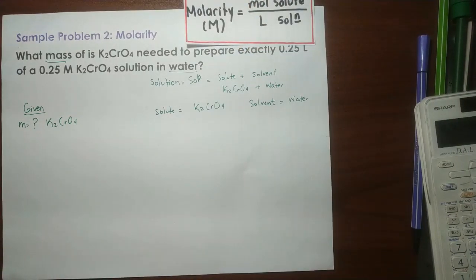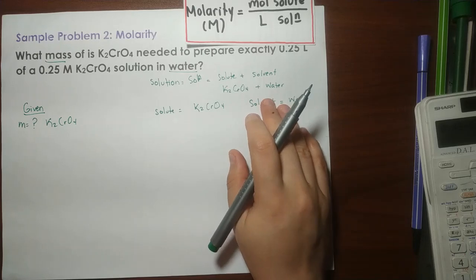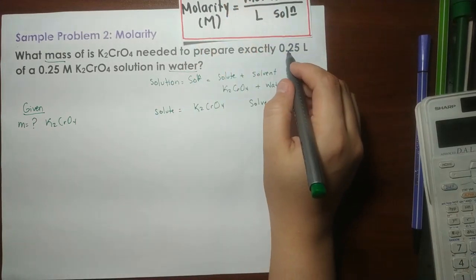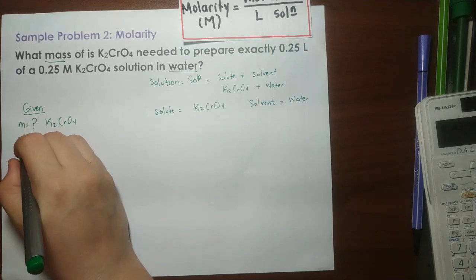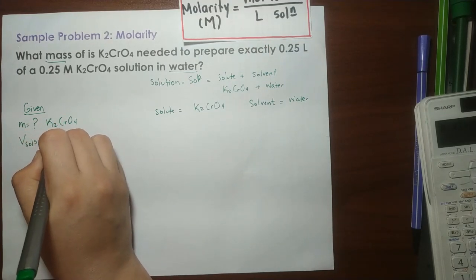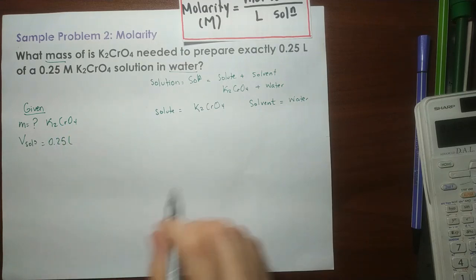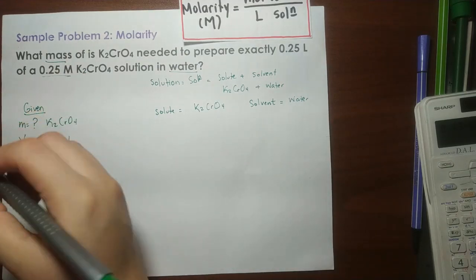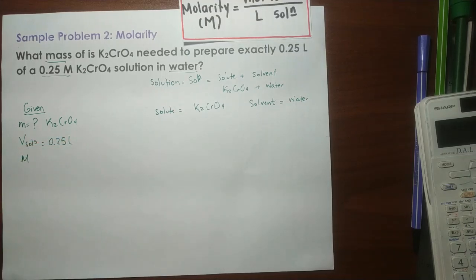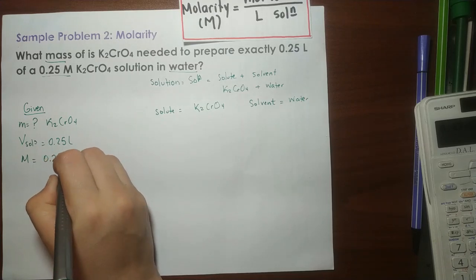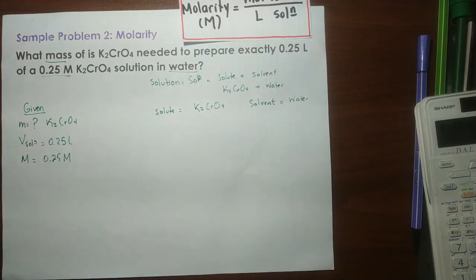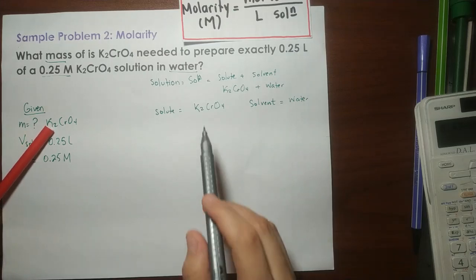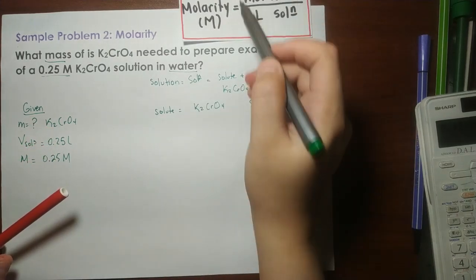Now it's also giving me the solution. The volume of the solution is 0.25 liters, and they are giving me the molarity of the solution too. I mean, how concentrated is the solution. So it says the molarity is 0.25 molar. As I want to know the mass of my potassium chromate, I know potassium chromate is my solute, so I will isolate for my solute first.